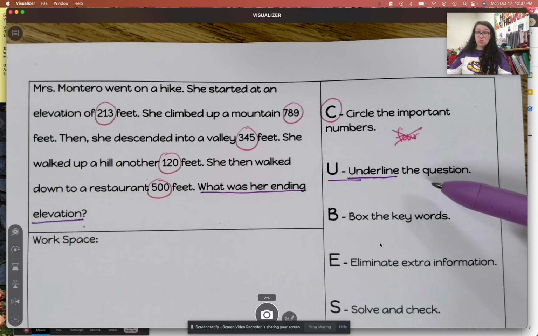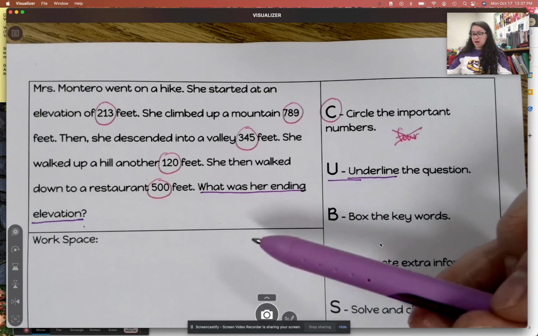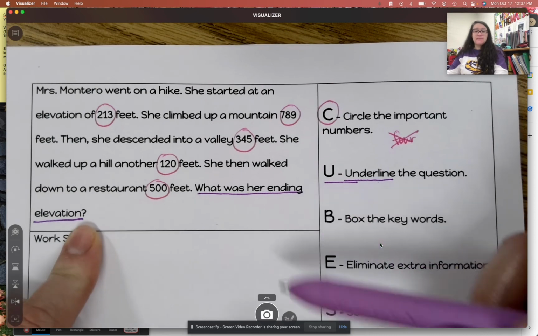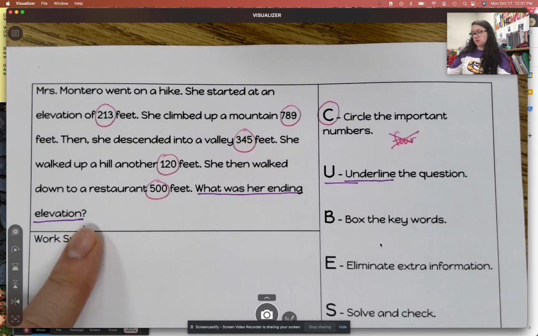Sometimes the question isn't going to be a question. Sometimes it'll just be a statement like, find Mrs. Montero's elevation. That's just a statement. It's not a question because there's no question mark. But the question is, what do they want you to do here?